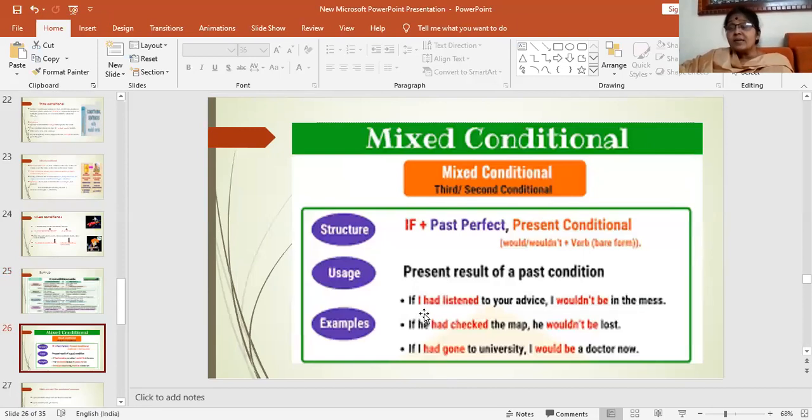And what is our mixed conditional? Our mixed conditional is where the if clause will be in one time and the result will be in another time. The past if condition will carry on in the present result. For example, if I had listened to your advice, which you gave me in the past, I wouldn't be in the mess that I am in right now, right? If he had checked the map, he wouldn't be lost right now. If I had gone to university, I would be a doctor right now, right? So what I did not do in the past, the result that would have happened in the present. So it is a mixed condition where the time is different in the two clauses. So this is all we have learned.